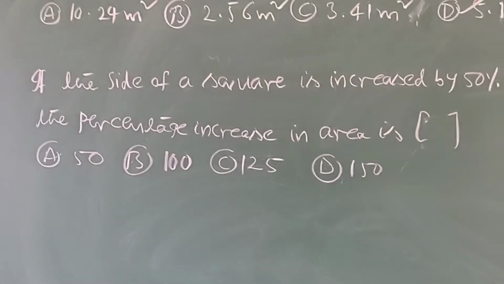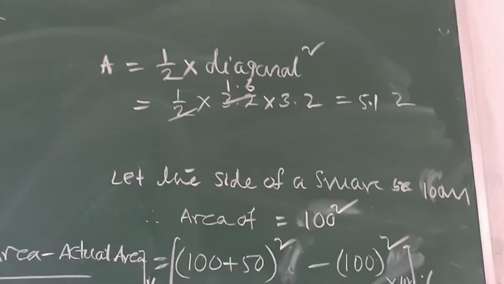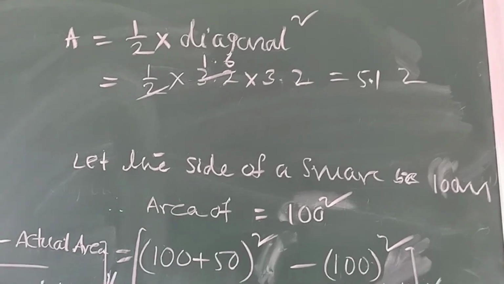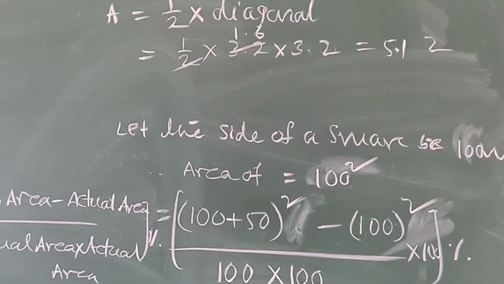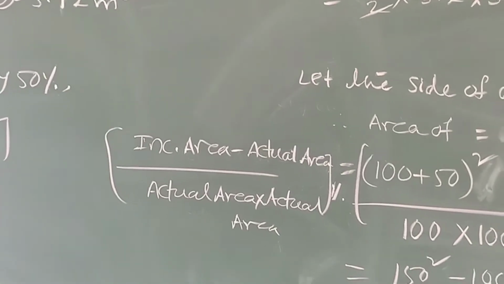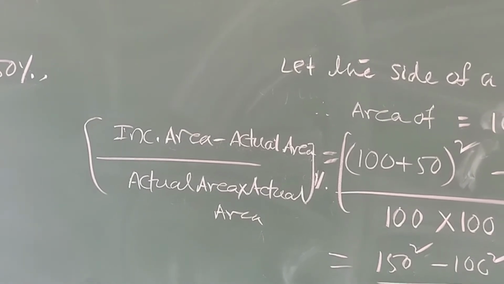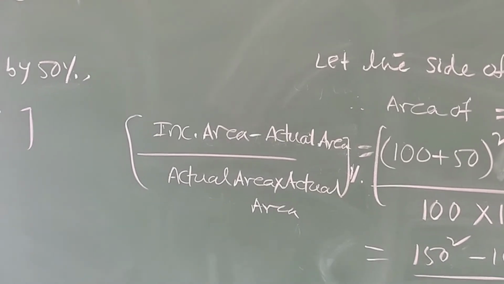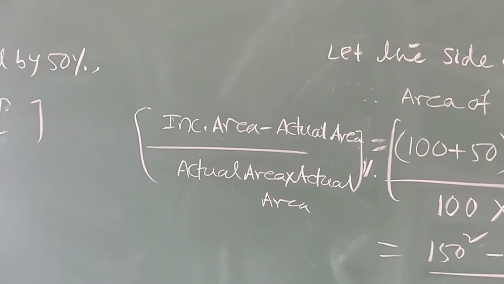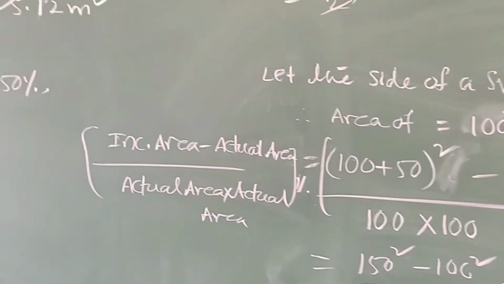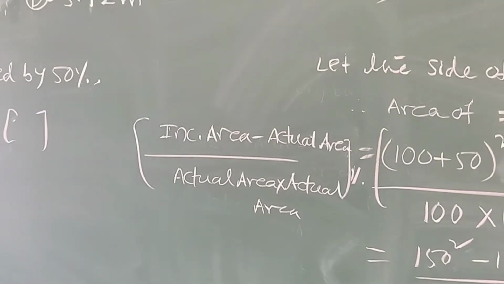Let us start this problem by assuming the side of the square is 100 meters. Therefore, the actual area of the square, side into side, is 100 square meters. The percentage increase in area can be obtained by (increased area minus actual area) by actual area into 100 percent, because the percentage increase can basically be calculated on the actual area.